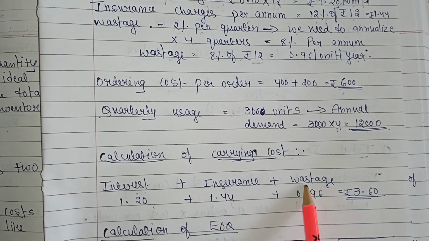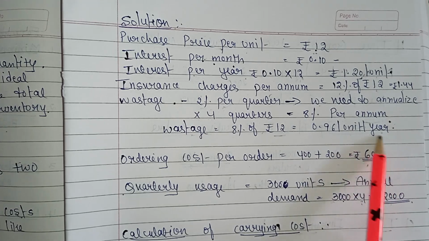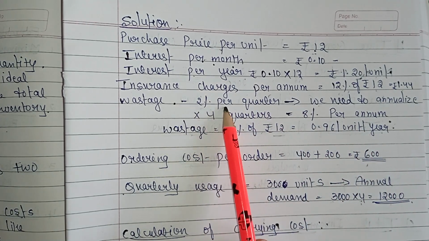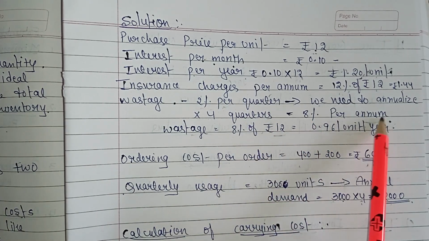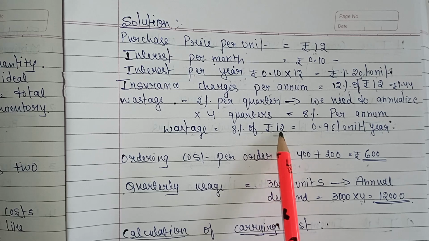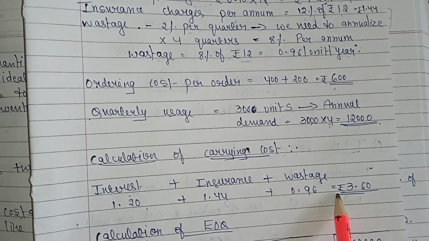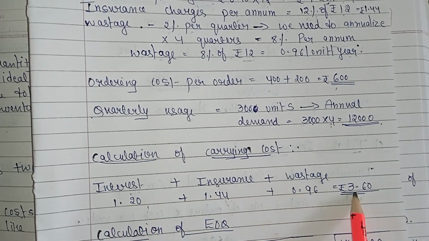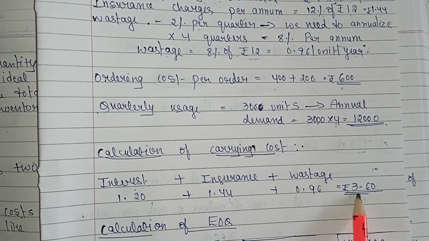And wastage, see here, wastage 0.96 per unit per year. They gave it in the form of quarterly, that is 2% per quarter, so we need to annualize. Then we will get 8 percent per annum. So 8 percent of purchase price equals rupees 0.96 per unit per year. So write down 0.96. Add interest plus insurance plus wastage, then we will arrive at rupees 3.60. That is our carrying cost.